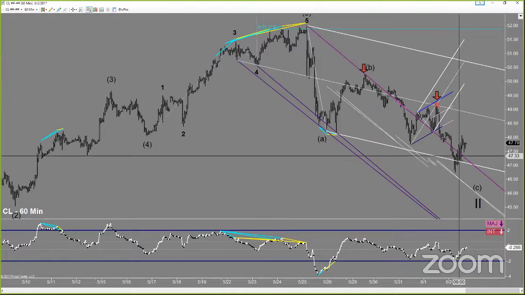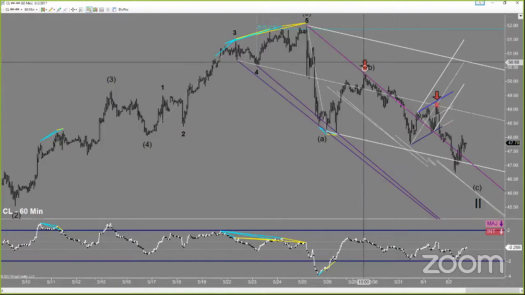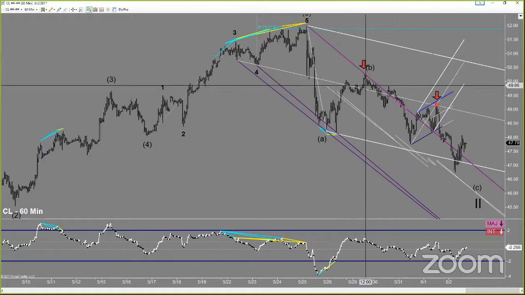So the first area, as far as the 60-minute, there were some other areas on some of the lower time frames, but as far as this chart goes, we had just a perfect touch of the top of this channel.